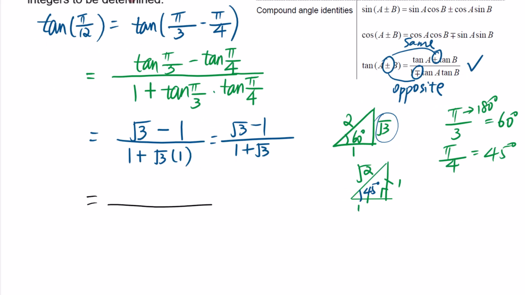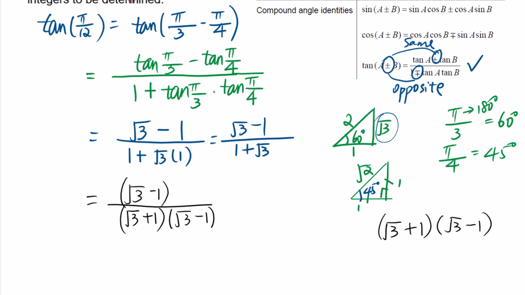I will change the bottom into square root of 3 plus 1. The top is square root of 3 minus 1. We will multiply by the conjugate of square root of 3 plus 1, which is square root of 3 minus 1. So top and bottom of this fraction are times the square root of 3 minus 1.